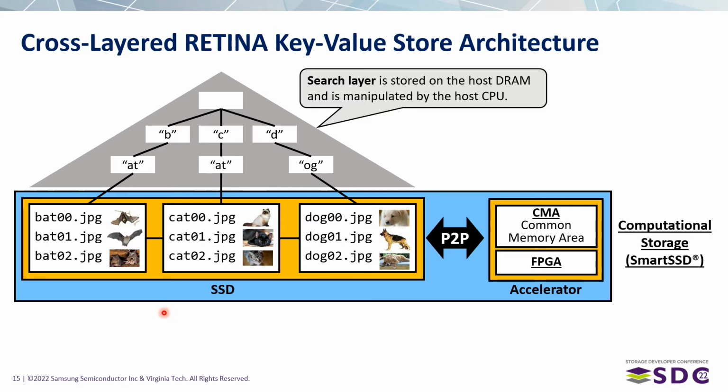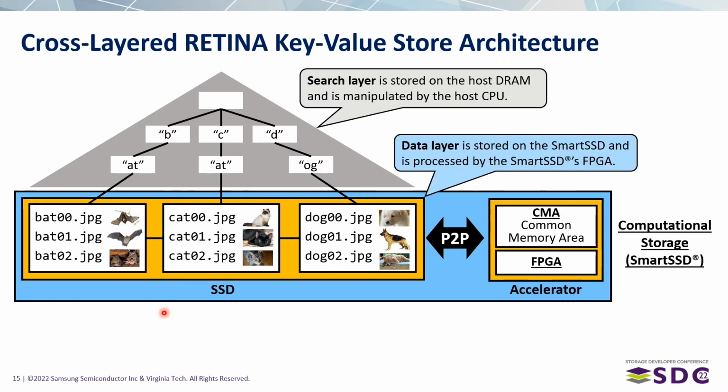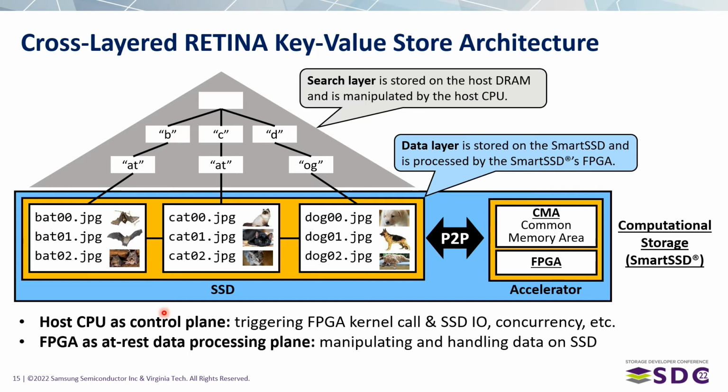So in our design, the search layer will be stored on the host DRAM, on the Xeon side, and manipulated by the host CPU code. The data layer operations, like manipulating or looking up keys and values within one B+ tree node, will be performed by the FPGA on the SmartSSD. This way we use the host CPU as a control plane, triggering the FPGA kernel and SSD I/O and handling concurrency control. And we use the FPGA as the data processing engine, manipulating and handling data on the SSD.